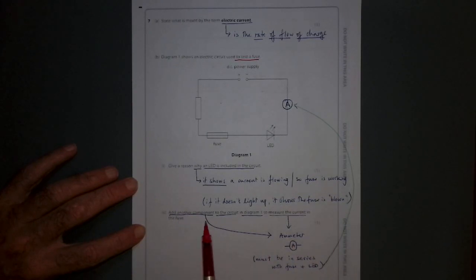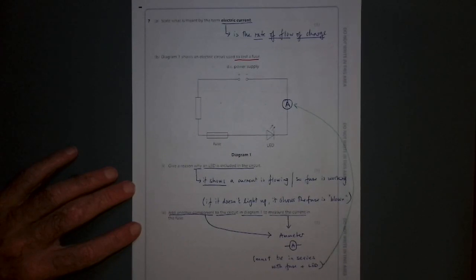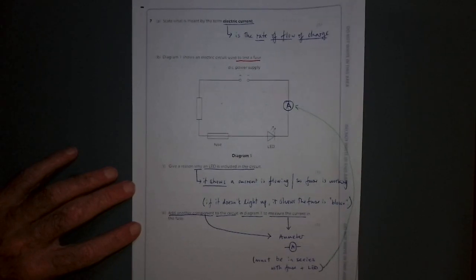Then it says add another component to the circuit in the diagram to measure the current in the fuse. Well, anytime you add an ammeter, you've got to put the correct symbol, obviously, and it must be in series with everything else. So it must be in series with the fuse and the LED. Okay, I think that's quite clear.